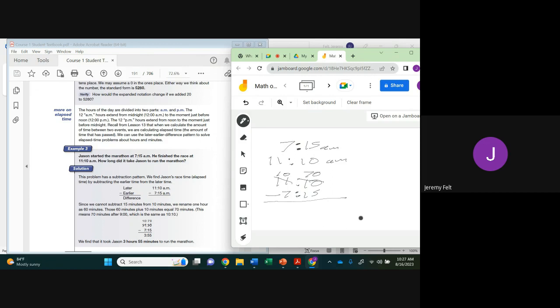Now 70 minus 15, we can do that. And then we're left with 10 minus 7, which is 3. So 3 hours and 55 minutes.